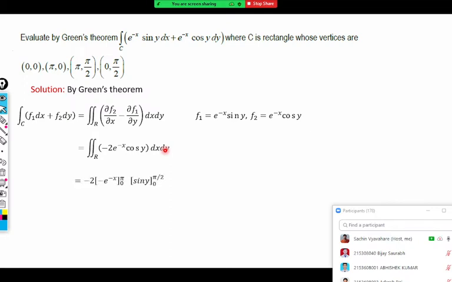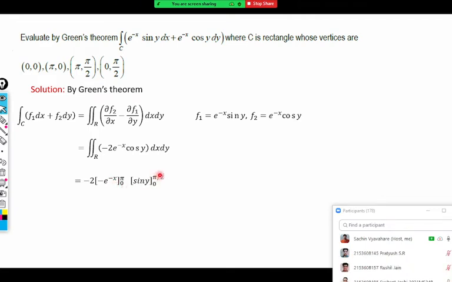So the integral of this, minus 2, is kept constant as it is. The integral of e raised to minus x is minus e raised to minus x with limits 0 to pi, and the integral of cos y is sine y, with limits 0 to pi by 2. Put the upper limit and lower limit. What is e raised to minus pi? You have to keep it as it is. What is e raised to 0? 1. e raised to 0 is 1.